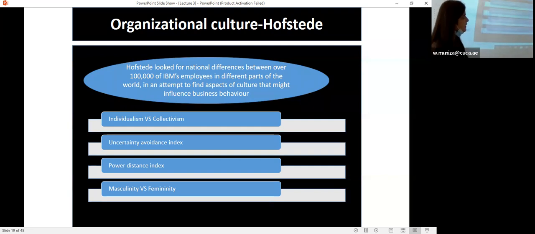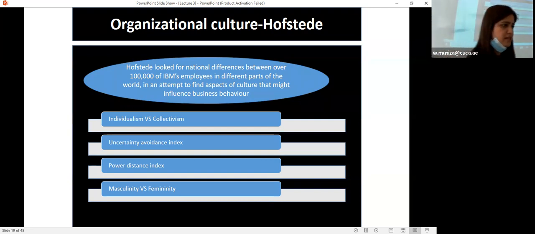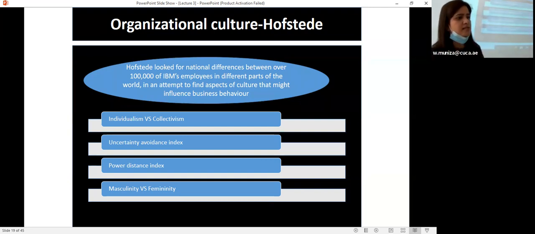Got it? Hofstede looked for national differences between over 100,000 of IBM's employees in different parts of the world, in an attempt to find aspects of culture that might influence business behavior. After analyzing those employees, he understood the differences among the cultures. The first one is individualism versus collectivism. In some parts of the organization, he found that the focus is upon the individual activities of the employees.